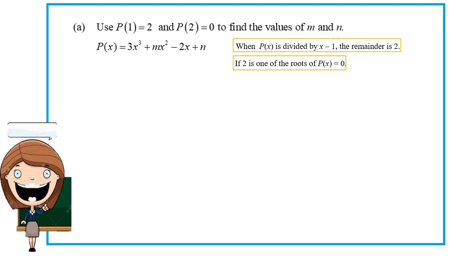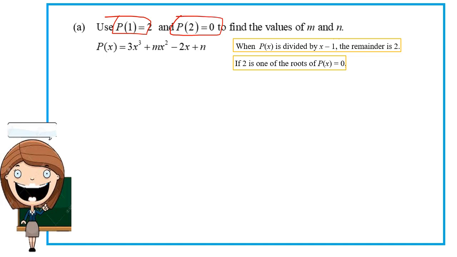So for part A, we are going to find the values of m and n based on the information given. When polynomial P(x) is divided by x minus 1, the remainder is 2, so we may say that P(1) equals 2. And if 2 is one of the roots of P(x) equal to 0, that means P(2) is equivalent to 0.